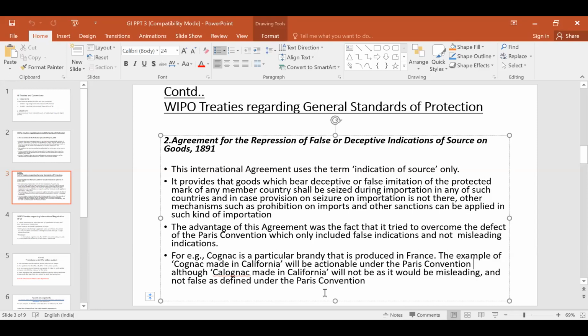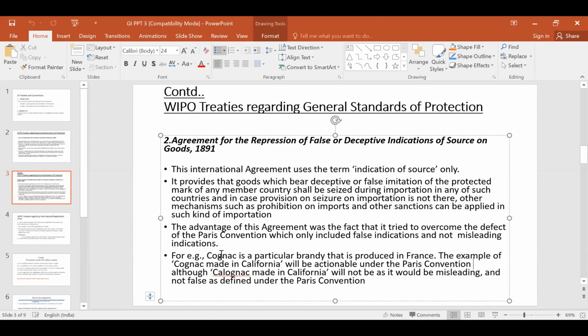But when a case comes of Calognac made in California, the Paris Convention says that we will not be able to accord protection, because we just confine ourselves to false indications. This may be misleading, but it will not come under our scope. It's not Cognac. Had it been Cognac made in California, definitely it comes as a violation of the Paris Convention. But here, because the sellers are not at all using the word Cognac, but the word Calognac, which has nothing to do with Cognac, we will not offer you protection.